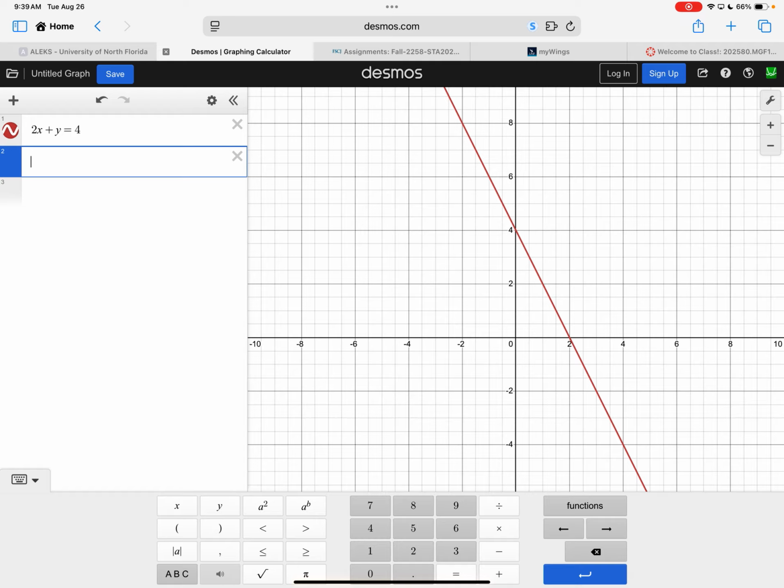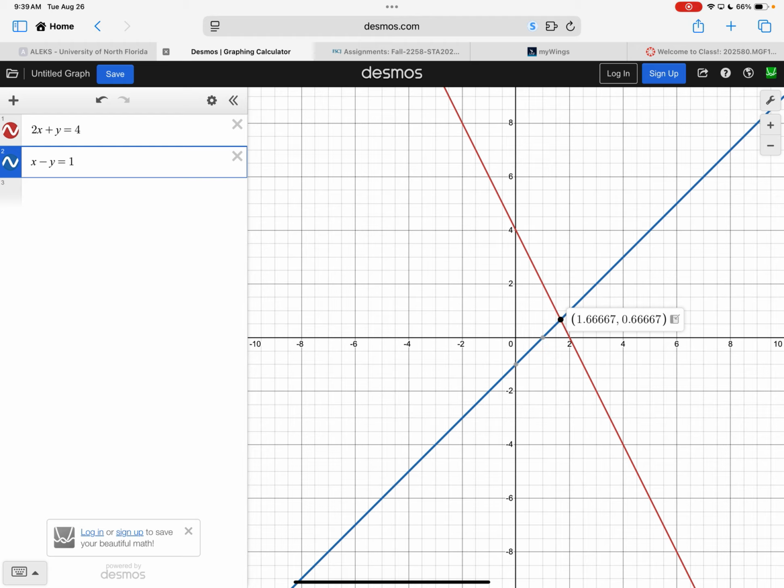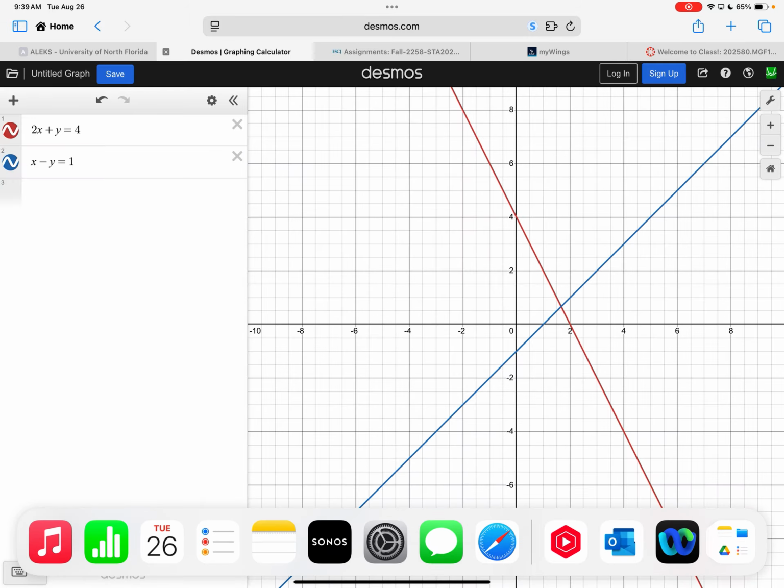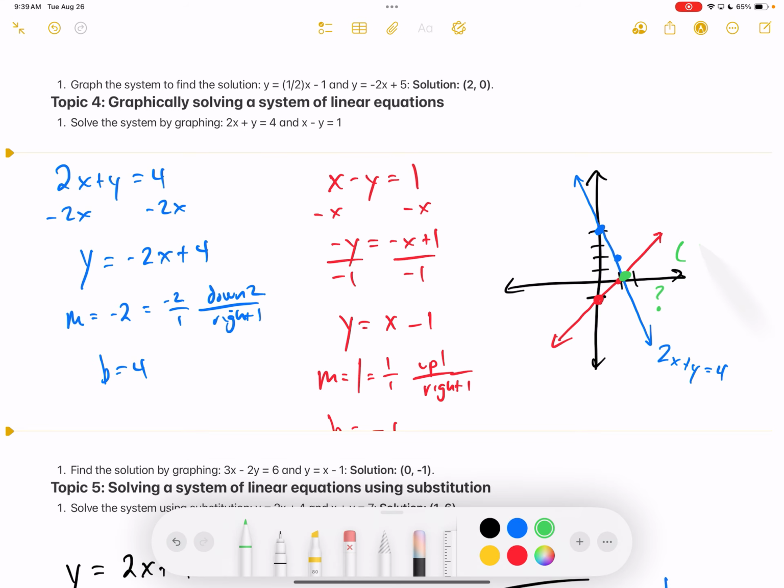And then it was x minus y equals 1. So the point of intersection, if you need to use Desmos on these, you can, but you should be able to see it pretty clearly on Desmos. So the point of intersection on this one is actually 1 2/3 and 2/3. So this is why it's hard to do it by hand.